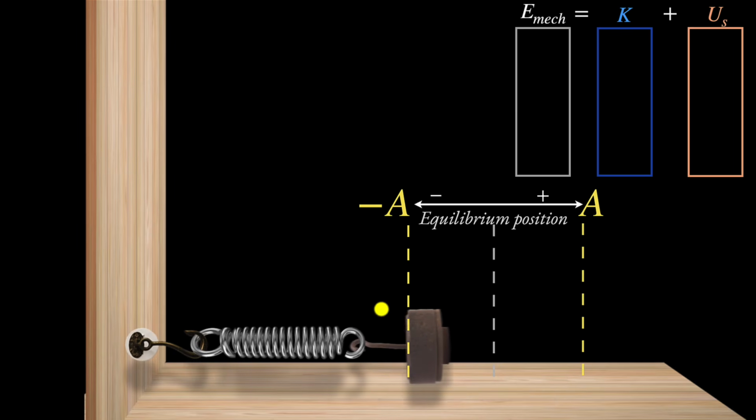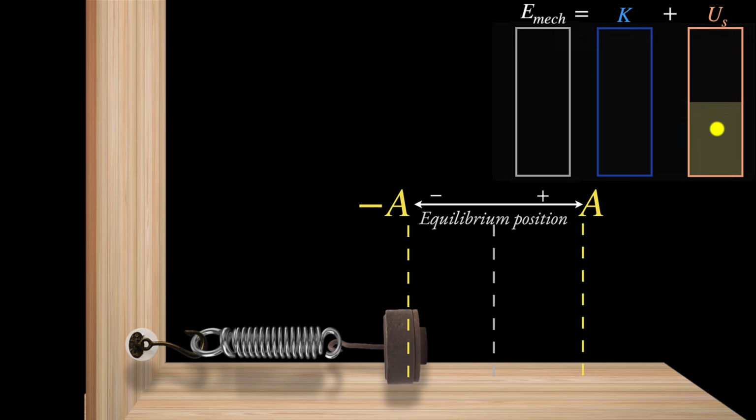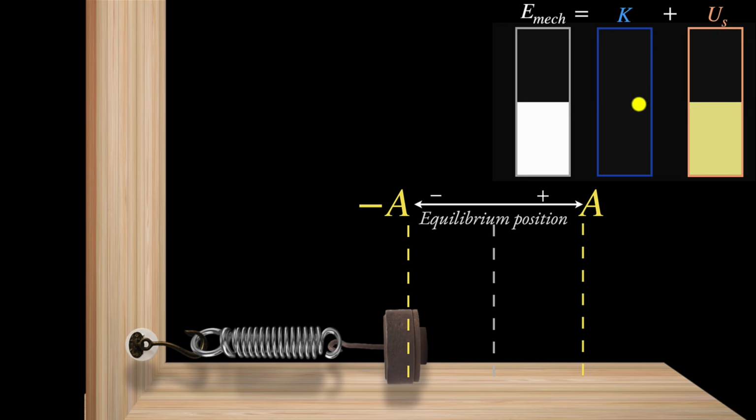Let's start analyzing from this position. At this position, the spring is compressed, so we can intuitively see that there must be some potential energy in our system. But the mass is at rest, so the kinetic energy is 0, which means the total mechanical energy, which is the kinetic plus the potential energy, right now is just potential energy. And this mechanical energy stays fixed.